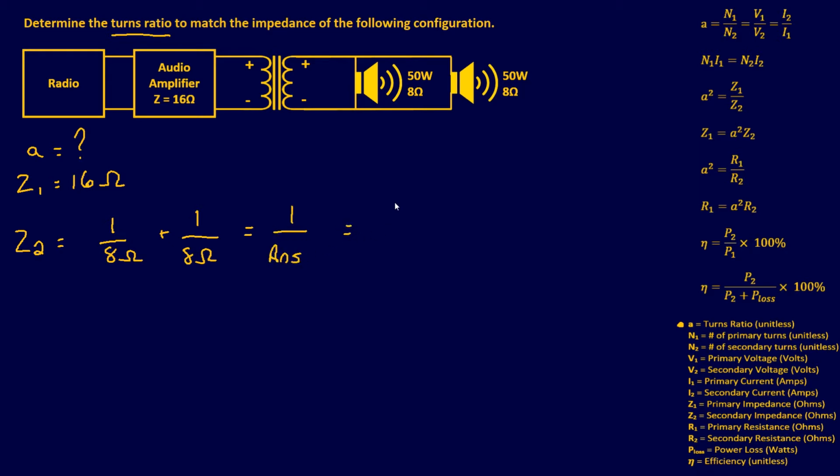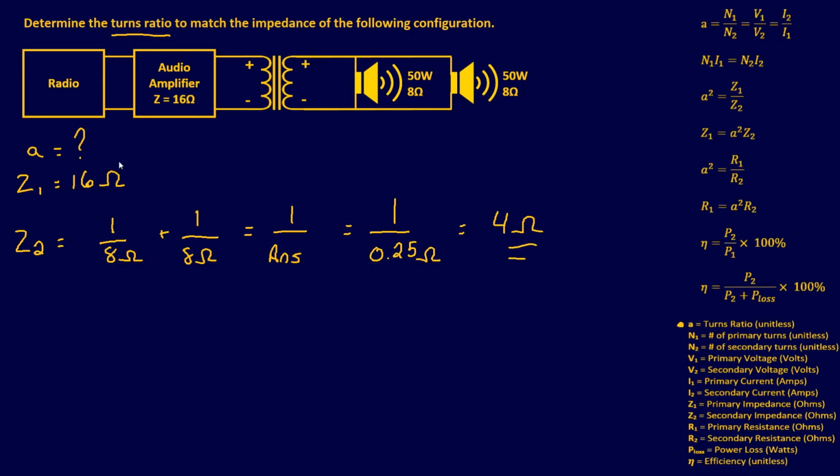And if you plug and chug that in a calculator, it's going to be 1 over 0.25. And then if we plug and chug that in a calculator, it's going to give us an answer of 4 ohms. So Z of 2 is going to equal 4 ohms. Okay, so far so good.